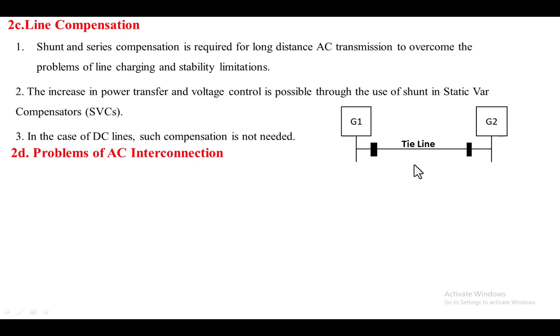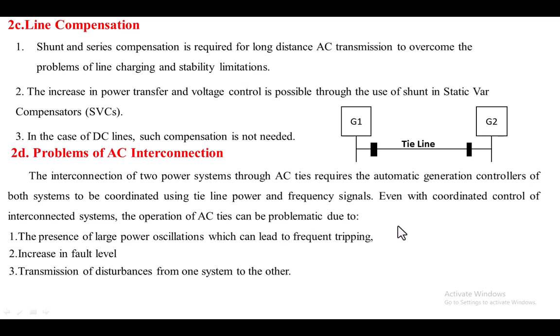But when you interconnect two generating stations by means of a tie line, based upon how much power is passing through the tie line and the frequency of that power, we have to perfectly control generation 1 as well as generation 2. Even if you perfectly control the generations connected by a tie line, they are affected by some problems due to the presence of large power oscillations in the tie line.